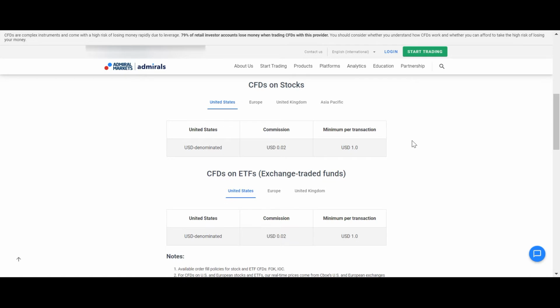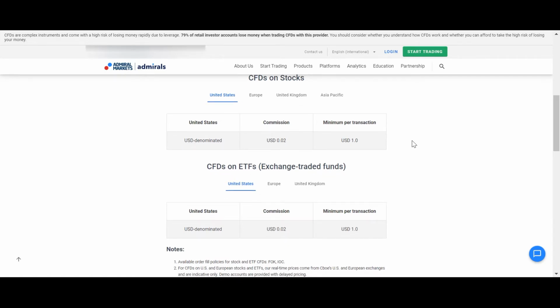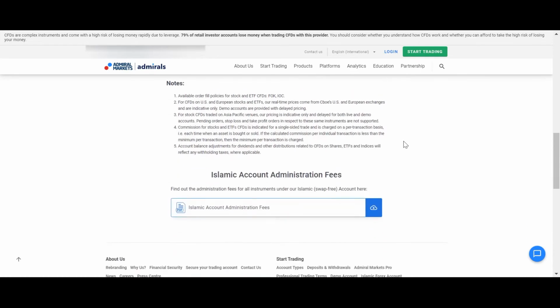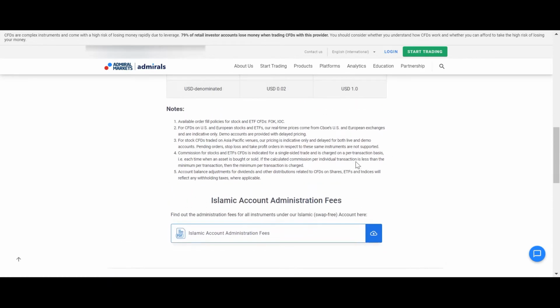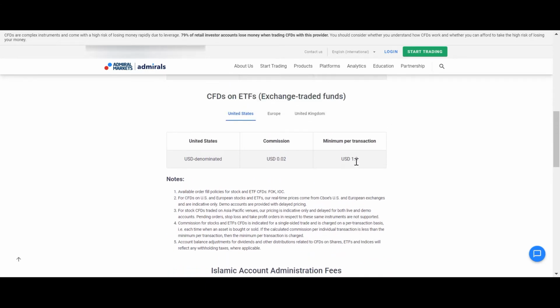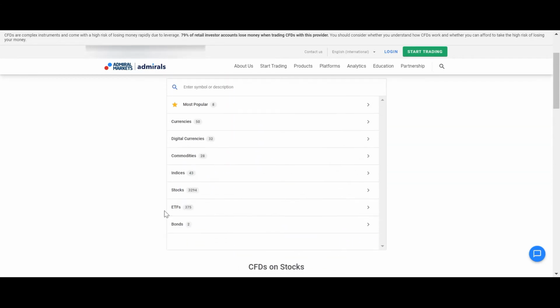If you scroll down a little bit, you can find overall information about the commission and minimum per transaction for CFDs on stocks and CFDs on ETFs. Below you can also find our Islamic Account Administration Fees. Admirals also offers lots of CFD instruments, currencies, digital currencies, commodities, indices, stocks, ETFs and bonds.